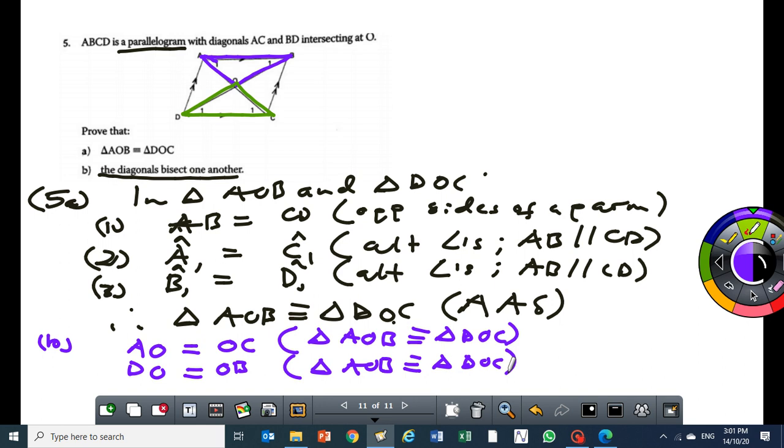By writing these two statements and that reason there, we have proved that the diagonals bisect. Then you can say therefore, the diagonals bisect each other. Okay, if you've got a question here, feel free to ask. Because it looks complicated, but it's not.